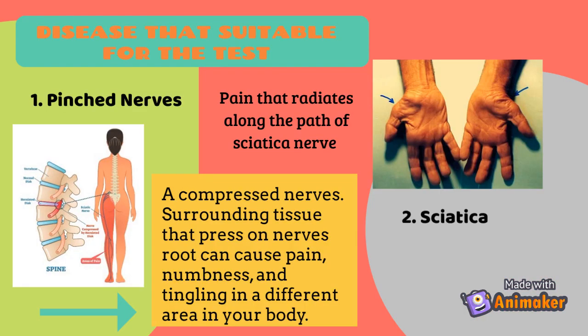Now we go to the diseases that are suitable for the test. As you can see, the first one is pinched nerve. Pinched nerve is a compressed nerve, where surrounding tissue presses on the nerve root, which can cause pain, numbness, and tingling in different parts of your body. The second one is sciatica. Sciatica means a pain that radiates along the path of the sciatic nerve.